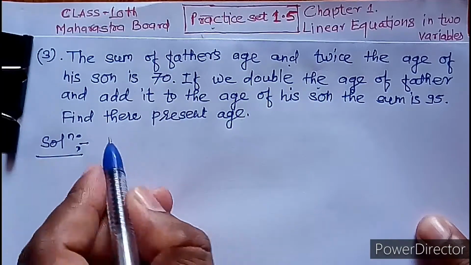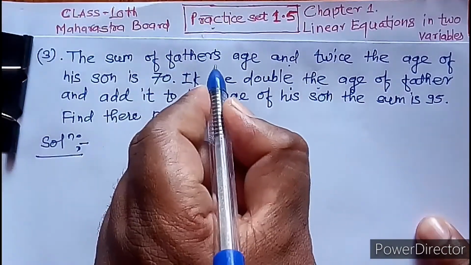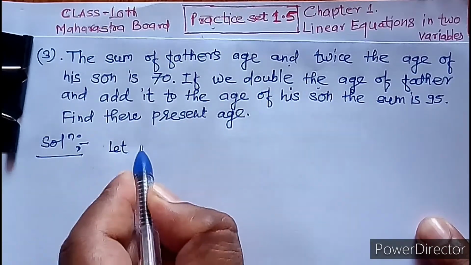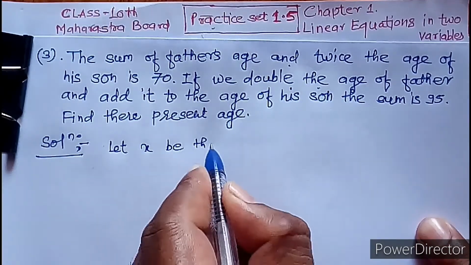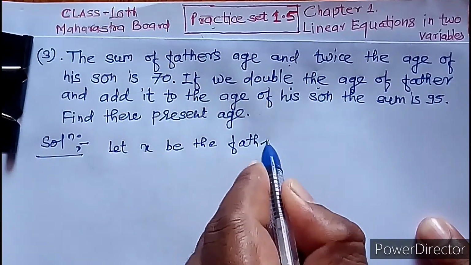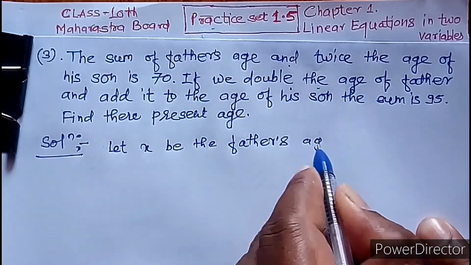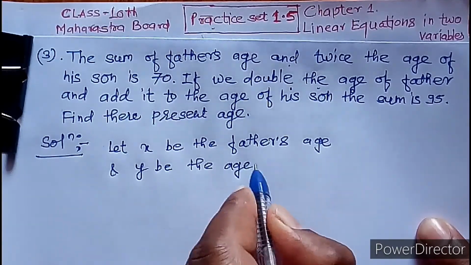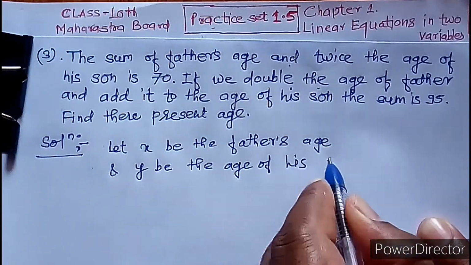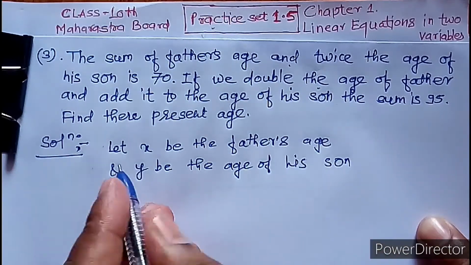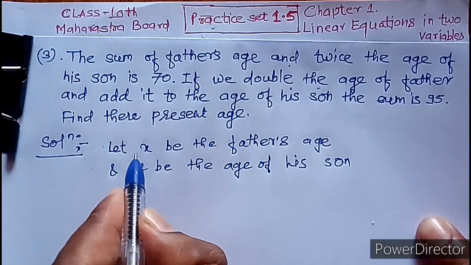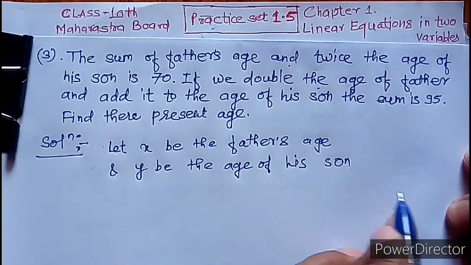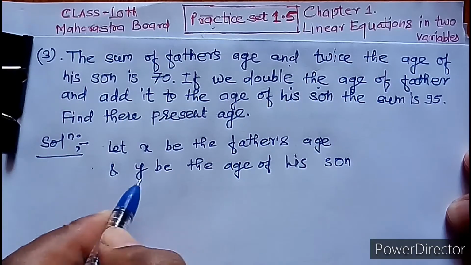Now here we have to assume the father's age and the age of his son. Now let us assume, let X be the father's age, and Y be the age of his son. Now we get the age of his father, that is X, and Y is the age of his son. We don't know their age, that's why we assumed X and Y variables.